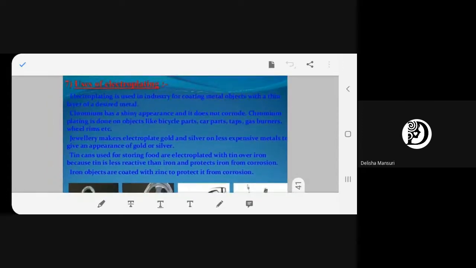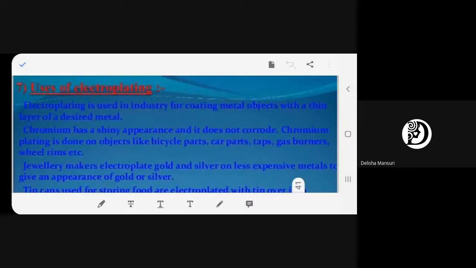Now, what are the uses? One by one, we'll deal with it. Now, it is used in industry. Why? Because we are coating the metal objects with a thin layer of a metal that we want. That is the first usage in industry. Second, we know chromium is very glossy, very shiny, and it does not corrode. Corrode means it does not rust. You got it now? Yes, ma'am. So chromium plating we do on objects like bicycle parts which are made of iron, car parts, taps, gas burners, wheel rims, to avoid corrosion, to avoid rusting.